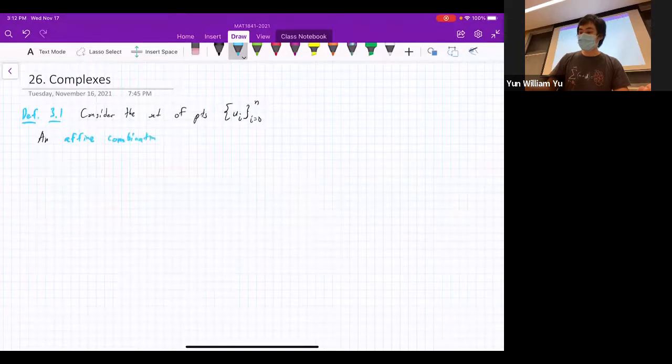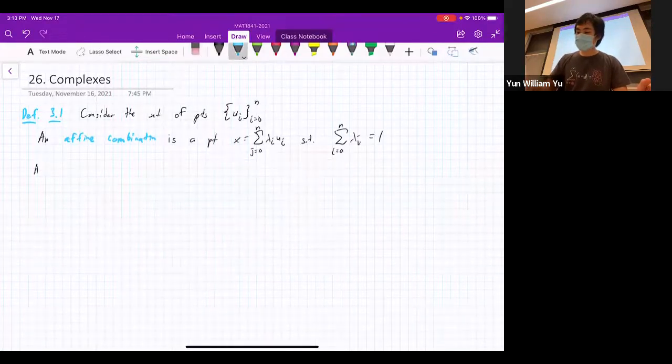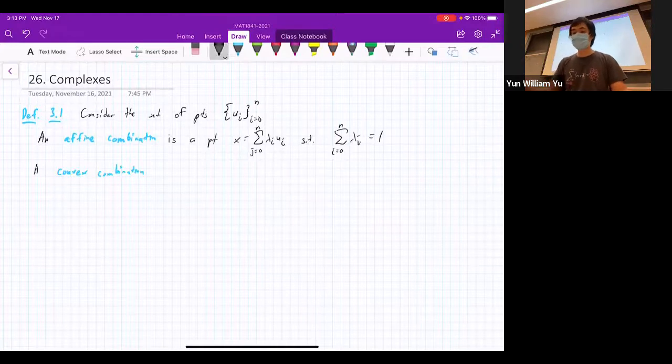It's just going to be some linear combination. An affine combination is a point x that is a linear combination of all these points, x equals the sum of lambda_i u_i, such that the sum of all these coefficients lambda_i, for i equals 0 to n, is equal to 1. And we have a convex combination, which additionally imposes the condition that all of the coefficients lambda are non-negative. So basically the same setup, such that the sum of all these coefficients is equal to 1, and lambda_i is greater than or equal to 0 for all i.